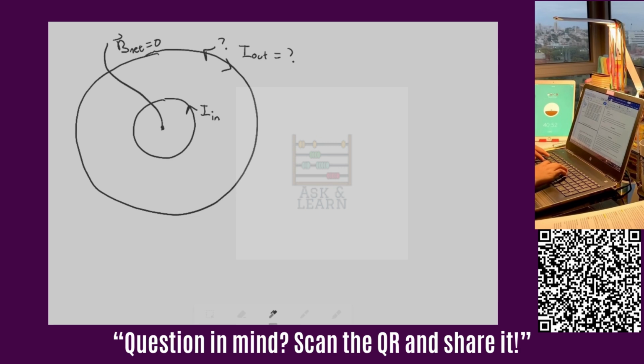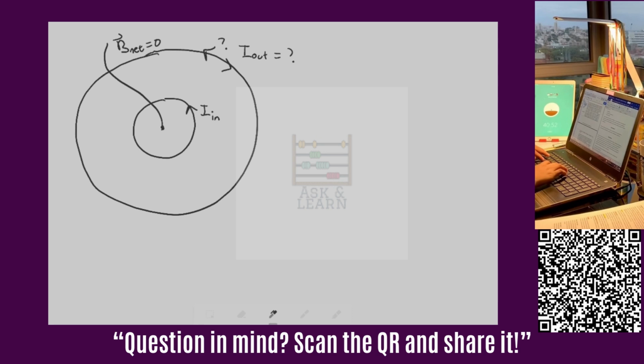So how do we figure this out? Well, we need the outer current loop to cancel the magnetic field from the inner current loop. So let's figure out what the magnetic field from the inner current loop would be, and what direction it would be at the center of the inner loop, given the direction of the current we've defined for that inner loop.